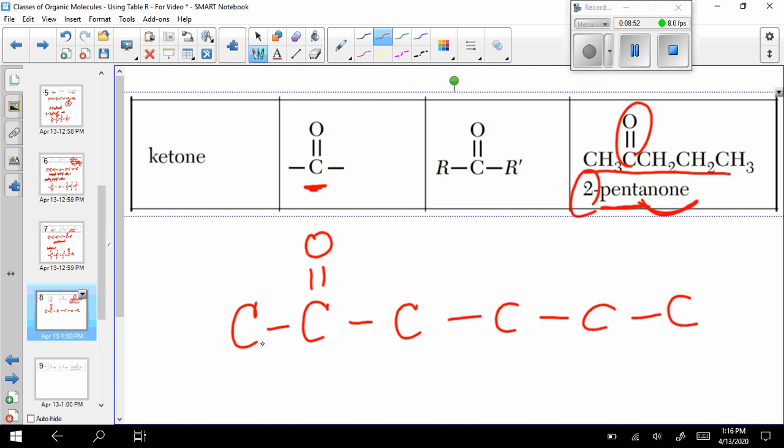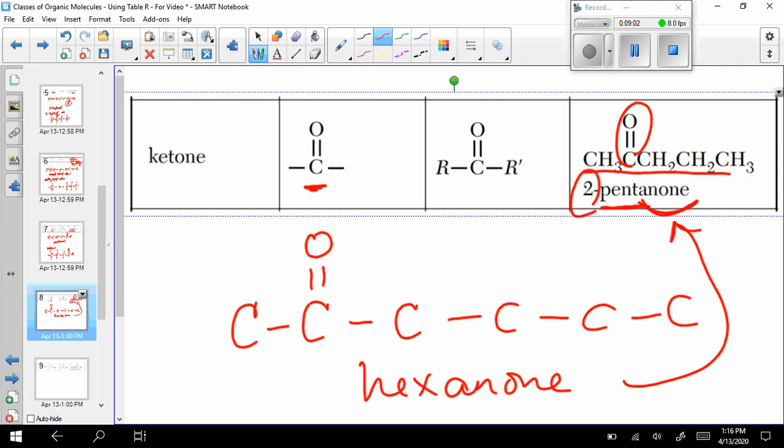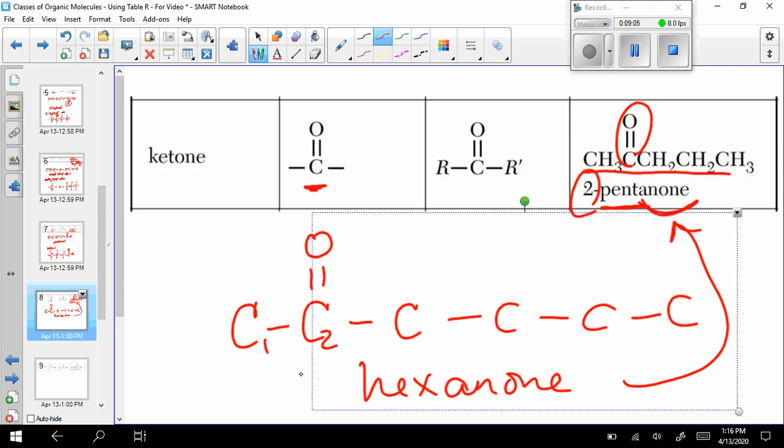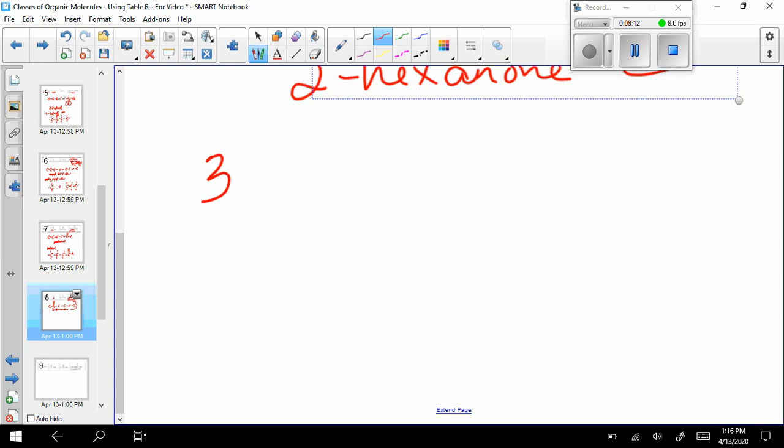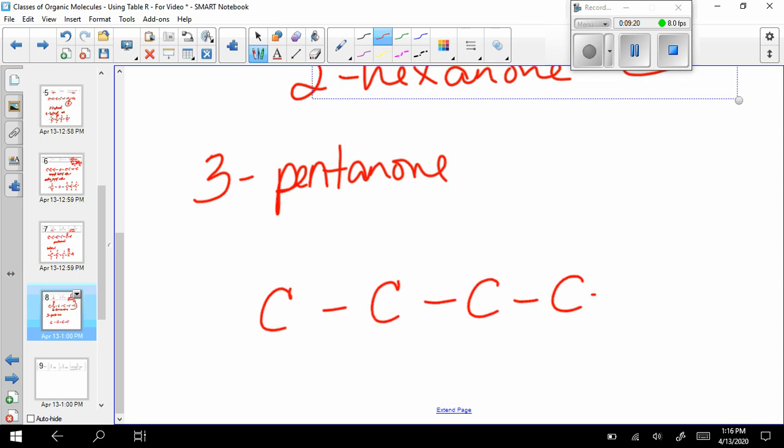So now I go to mine. 1, 2, 3, 4, 5, 6. So that's hex, anone. I always just use the same ending that I see there, hexanone. And then this is carbon 2, where the double bond is. So 2-hexanone. All right, and let's say you have to draw 3-pentanone. So pent is 5. 1, 2, 3, 4, 5. And 3, 1, 2, 3 tells me where the double bonded O is. And I go around and put my H's.